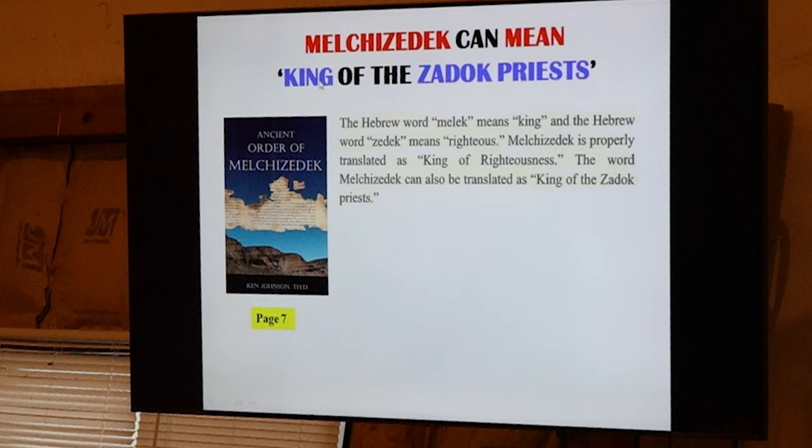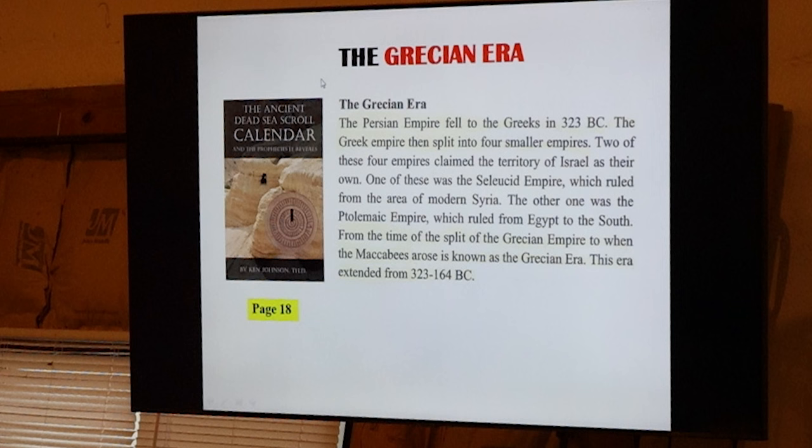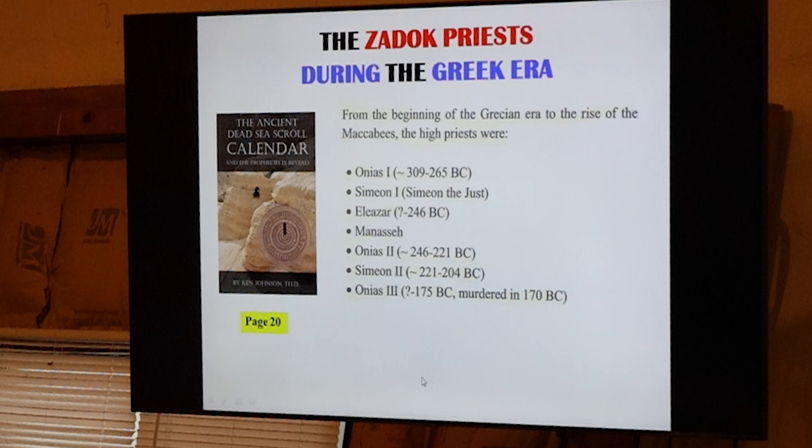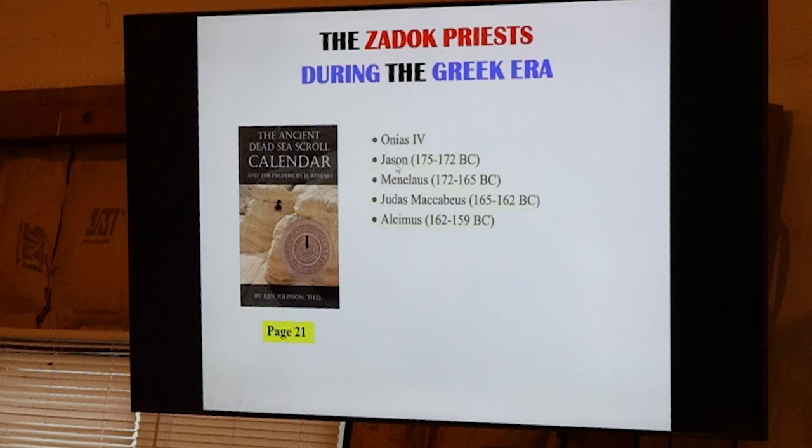So now we get into the Grecian era. The Grecian era starts around 323 BC, and Josephus is our primary historical source regarding the high priests of the Grecian era. Mainly using Josephus, the line comes down this way. There are technical things going on as we get down to Onias and Simeon II and whatnot, but ultimately this is a part of the Zadok line, and the Zadok line ends as we get down into these details. Then, beginning with Jason, there started to be a departure from how things had been for years. Jason was from 175 to 172. That's where the Greek corruption and influence begins to come into the high priesthood.